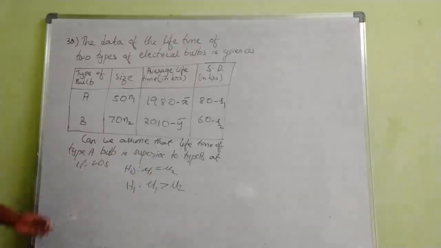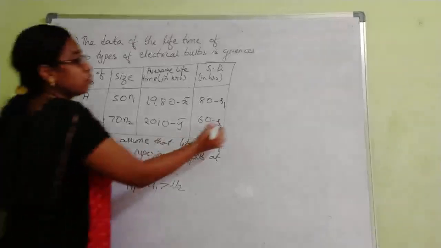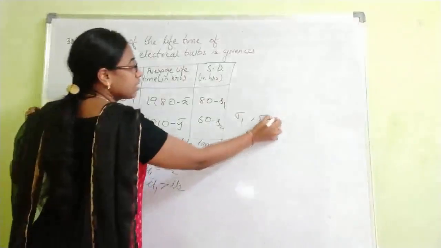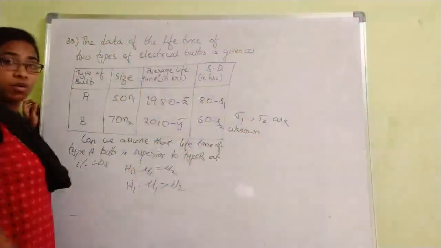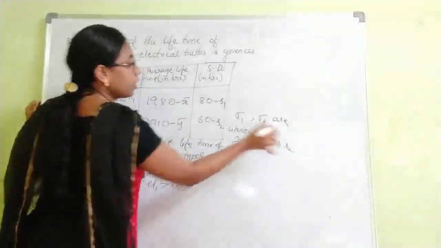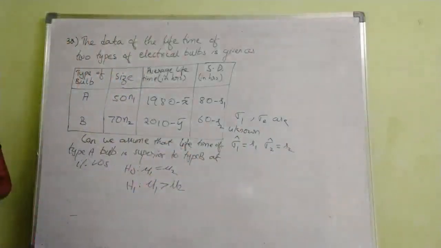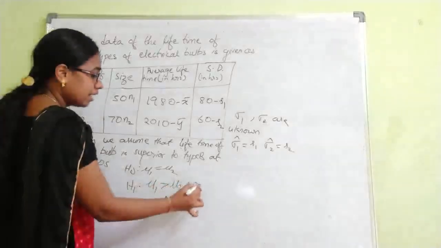In this question also, the population variances, sigma 1 square and sigma 2 square, are both unknown. Whenever they are unknown, how do you estimate? Sigma 1 hat equals S1, sigma 2 hat equals S2. Use the same test statistic we used for the previous problem. Here, at 1% level of significance, this will be a right tail test.